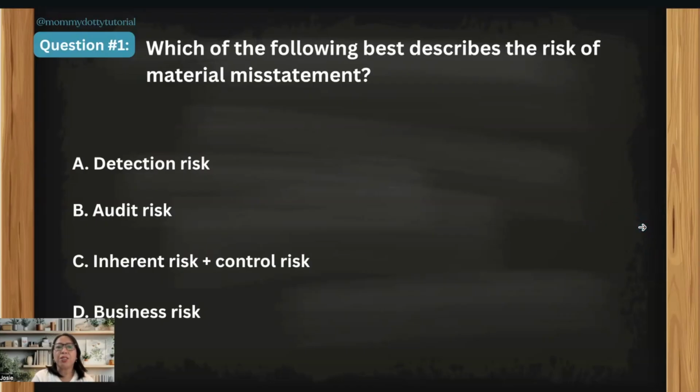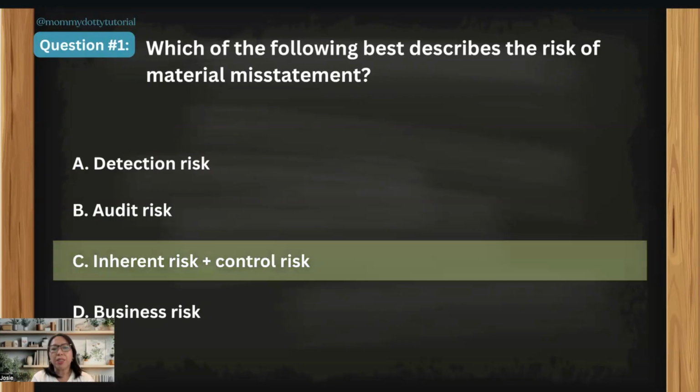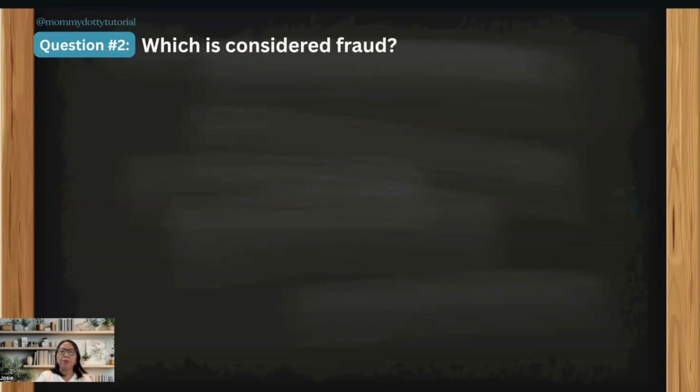The correct answer is inherent risk plus control risk. So RMM, or the risk of material misstatement, is composed of inherent plus control risk. This is according to PSA 315. Now let's go to question number 2.